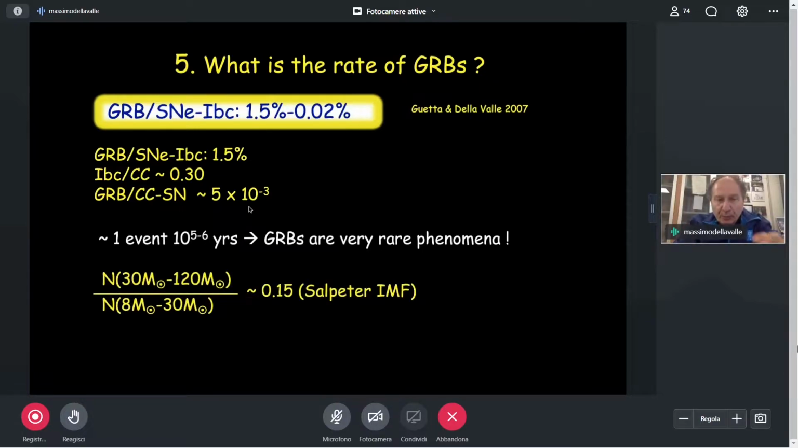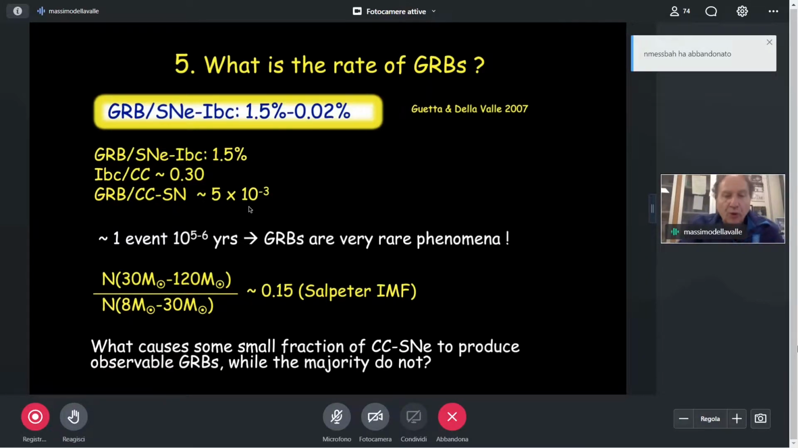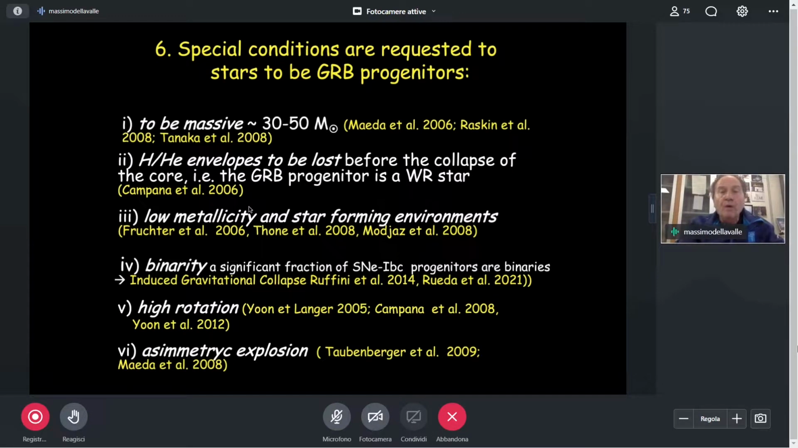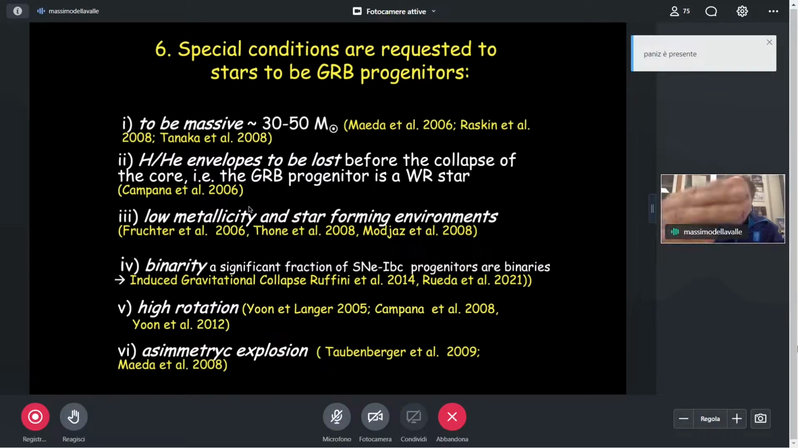On the other hand, if we compare the ratio between the progenitors, this ratio should be much larger, of the order of 50%, assuming a Salpeter IMF. And so the question is, what causes some small fraction of core collapse supernovae to produce observable gamma ray bursts, while the majority do not? This is, if you want, a conclusion, but these are the open issues. What we are doing today is to study these special requirements for a massive star to become a gamma ray burst. And here I have listed a number of them.